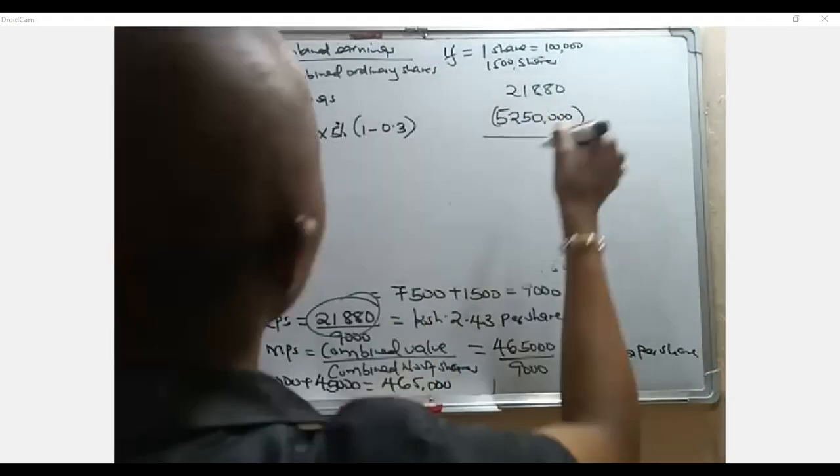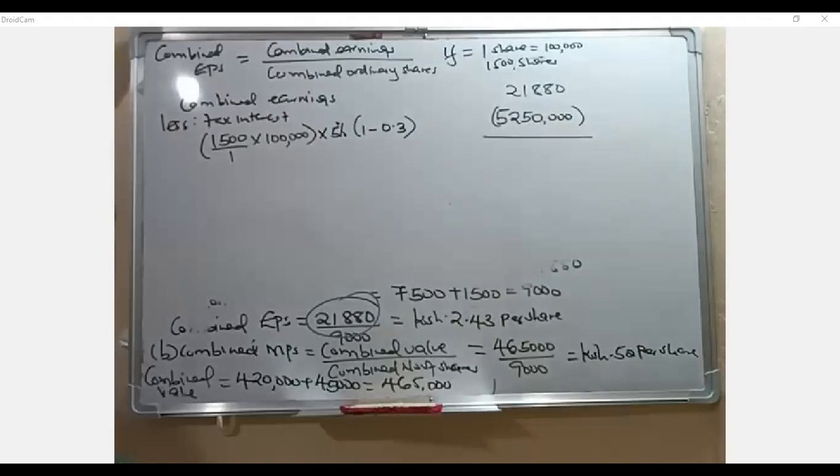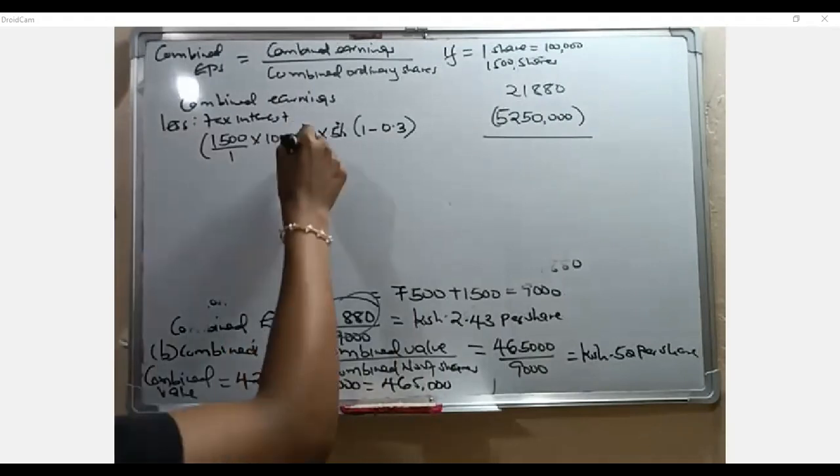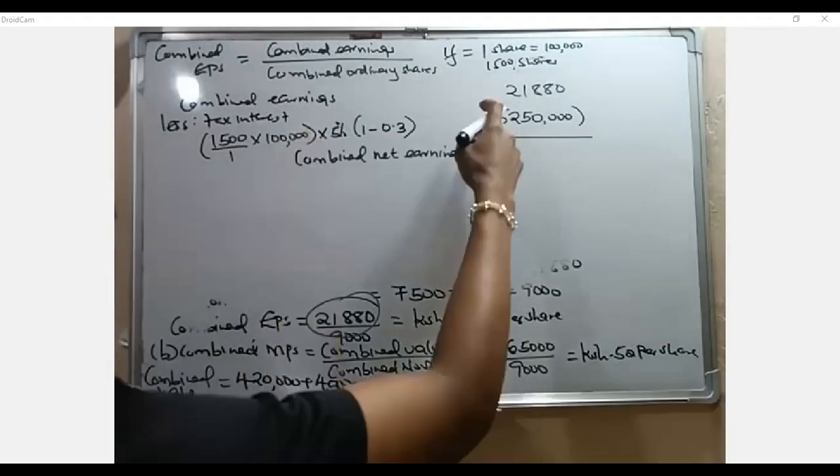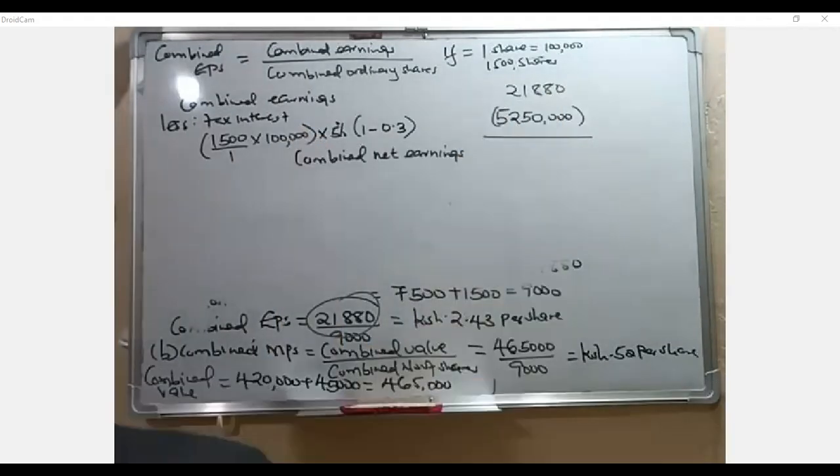every time you are going to be doing your merger, it does not mean that in the first instance it's going to be making a profit. Let us look on the scenarios of this combined merger, and what you are going to be getting here is normally called the combined net earnings. When you take the 21,880 minus 52,50, how much are we getting?